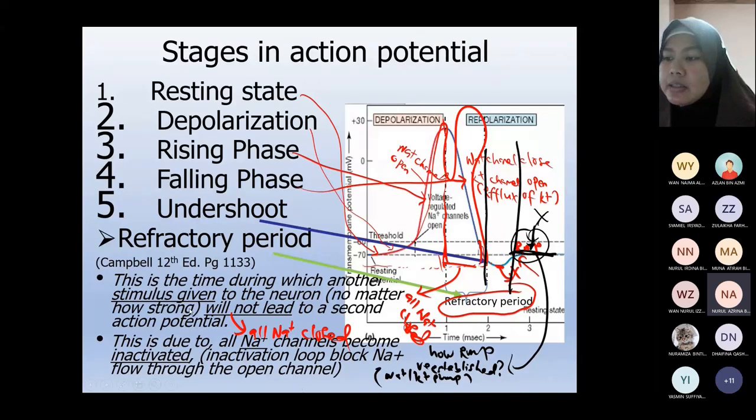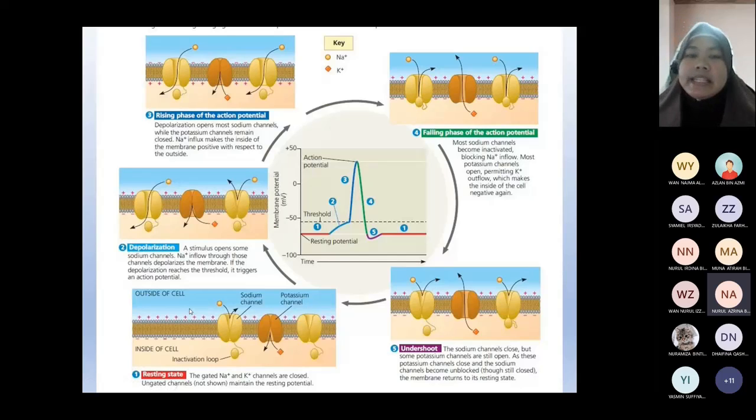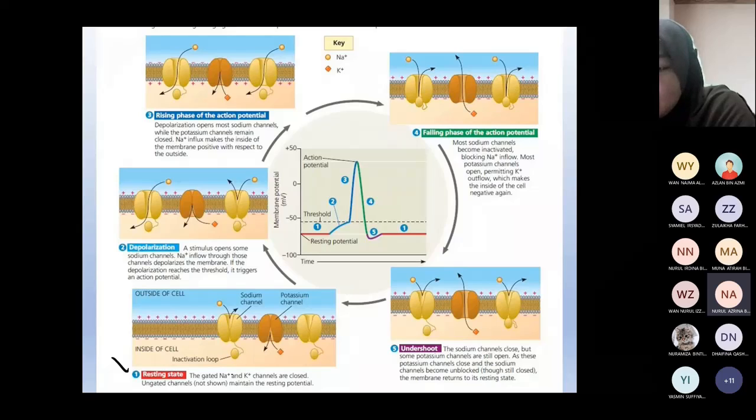Okay, next, moving on. This is the detailed explanation. You have this picture in your textbook, so go and check your textbook. Let's start with the first stage, which shows you resting. Look at what happens during resting membrane potential. During resting membrane potential, the sodium ion and potassium ion channels are closed, and you can see the inside of the membrane is more negative compared to the outside.